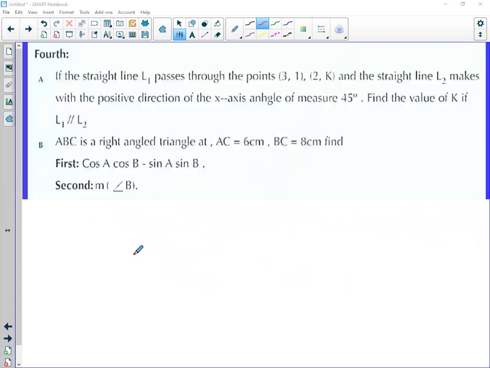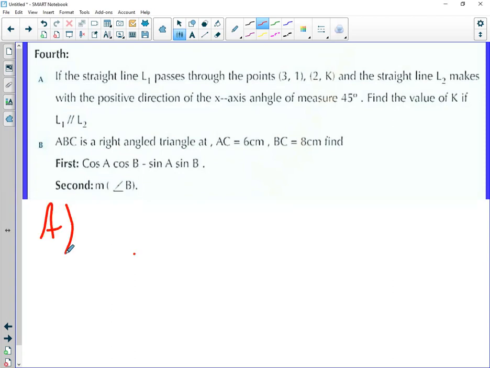Fourth, letter A. If the straight line L1 passes through the points (3, 1) and (2, K), and the straight line L2 makes with the positive direction of the x-axis an angle of measure 45 degrees, find the value of K if the two straight lines are parallel, L1 parallel to L2.